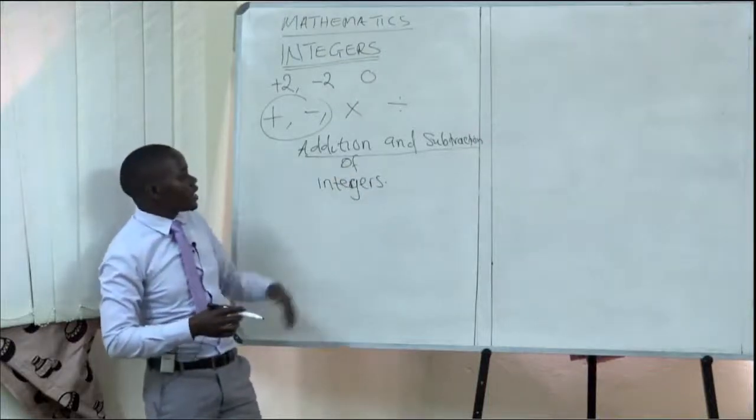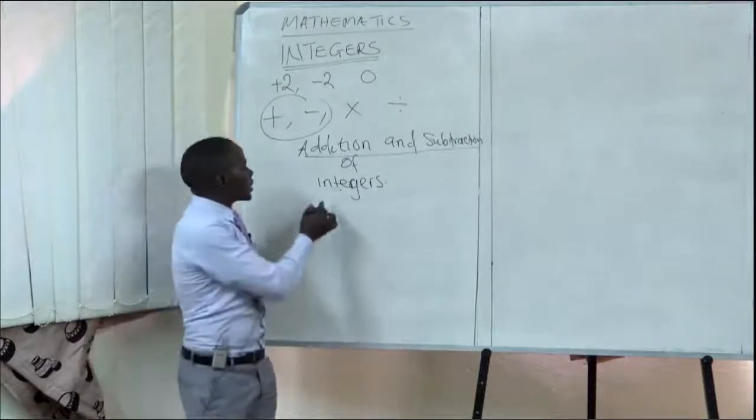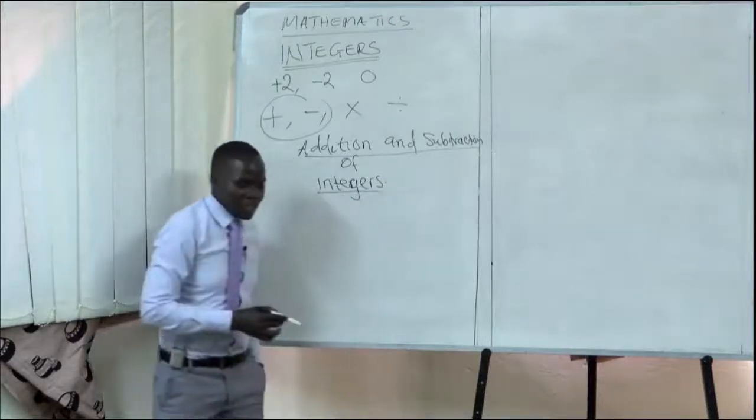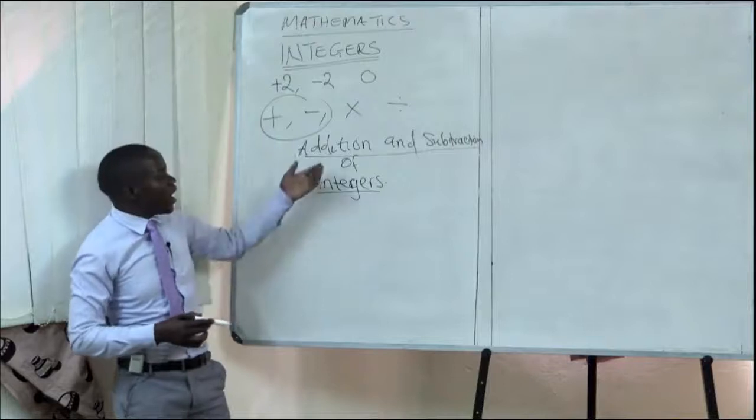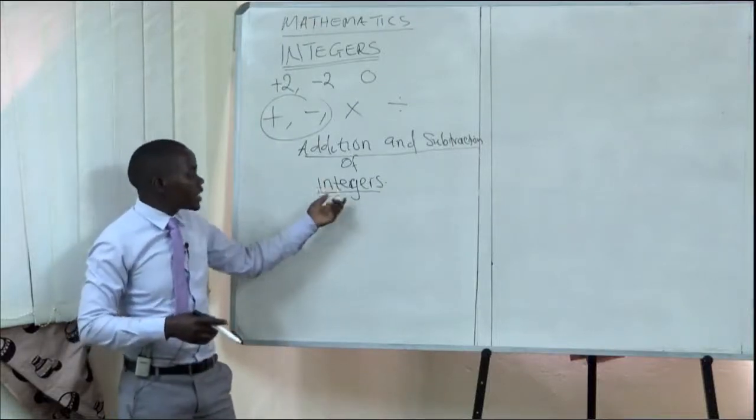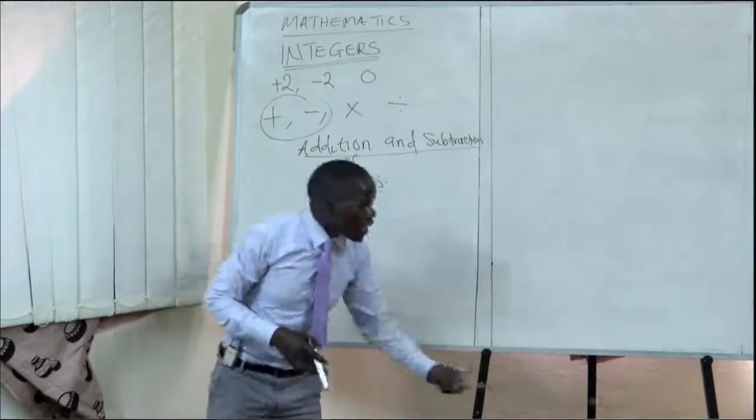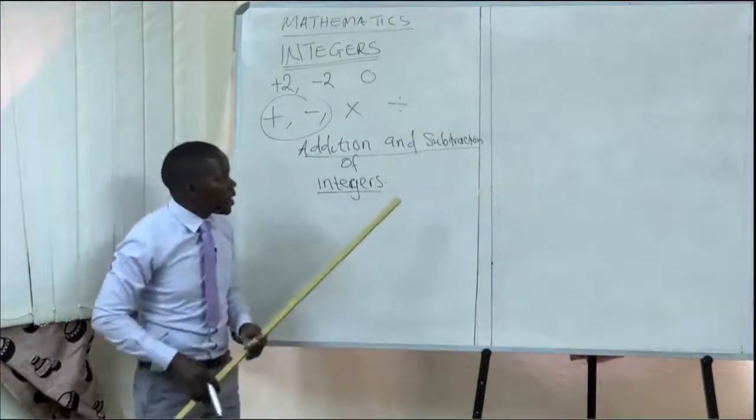Now, there are certain rules that you need to master as you are going to deal with the addition and subtraction of integers. What are some of the basic rules? Because you cannot add or subtract any integer if you are not familiar with these rules. So what are these rules we are talking about?